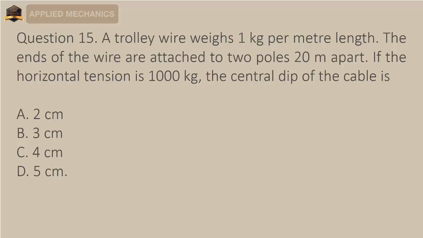Question 15. A trolley wire weighs 1 kilogram per meter length. The ends of the wire are attached to two poles 20 meters apart. If the horizontal tension is 1,000 kilograms, the central dip of the cable is A. 2 centimeters, B. 3 centimeters, C. 4 centimeters, D. 5 centimeters.